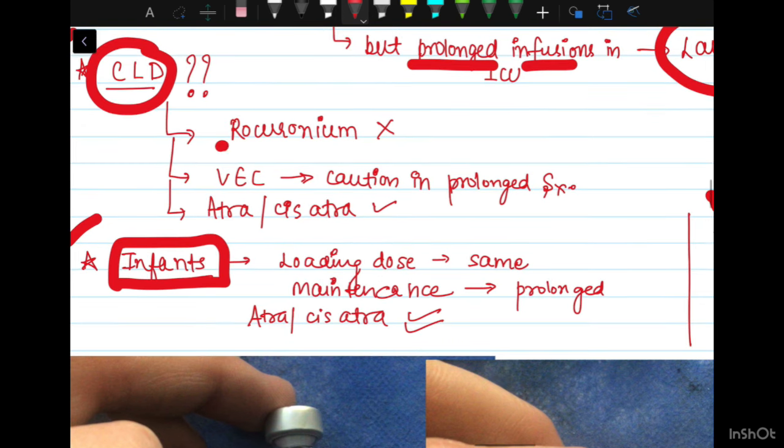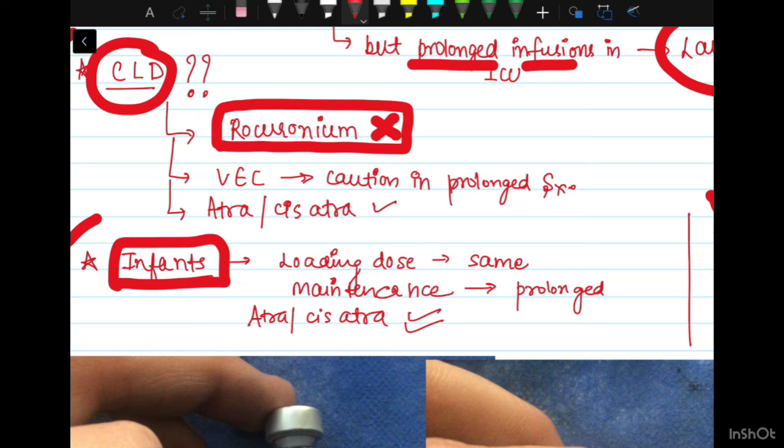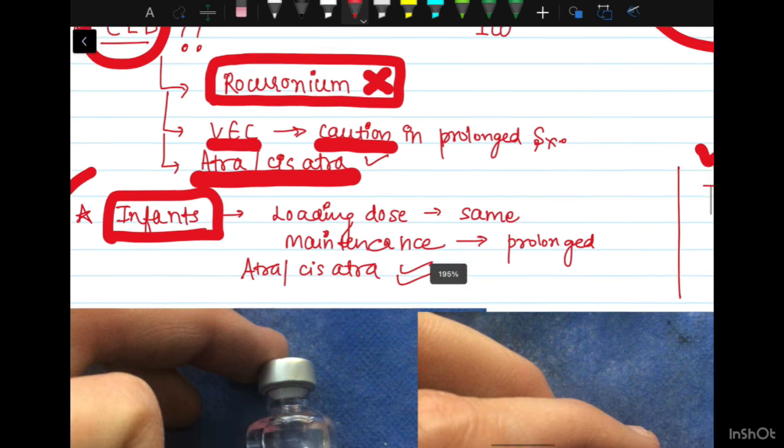For chronic liver disease, as we know, rocuronium has very extensive hepatic metabolism, so rocuronium should not be used. Vecuronium can be used with caution, because of extrahepatic metabolism and excretion also. Even if you're giving vecuronium, try to give only one or two doses. If you repeat vecuronium because of a prolonged surgery, the effect is going to be prolonged in chronic liver disease. So the best is to avoid that and give atracurium.